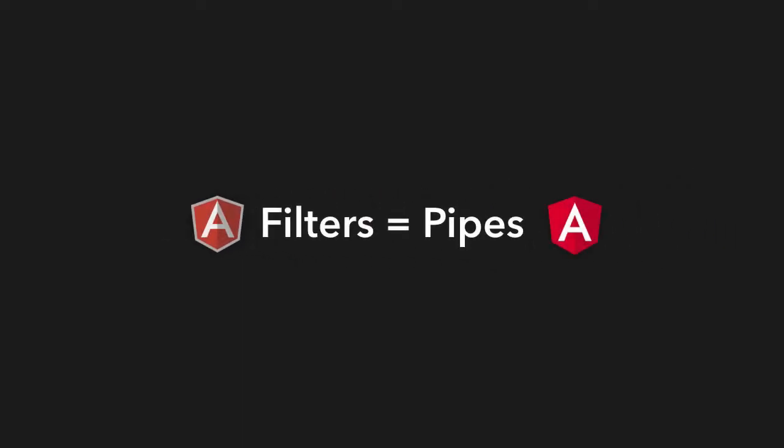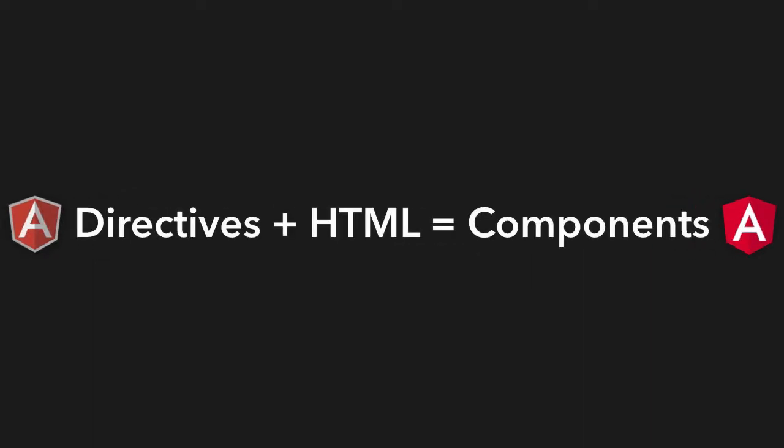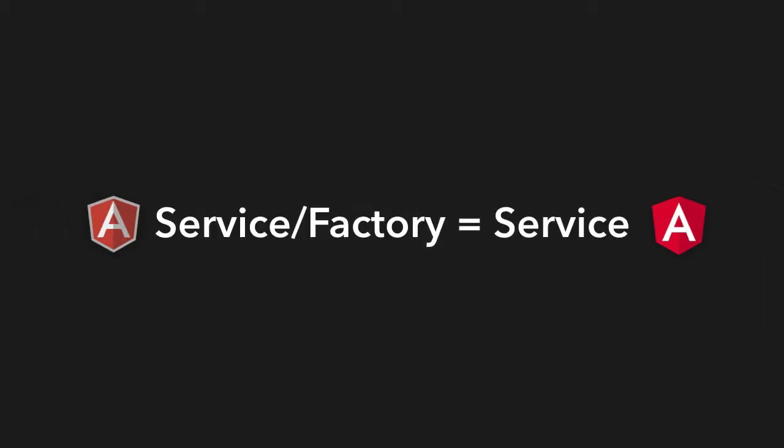Also in AngularJS, we have this concept of filters, and in Angular, they are now called pipes. What used to be controllers in AngularJS, we now create as components in Angular. And the directives, which used to have some template code in AngularJS, we now again call components in Angular. And the directives which didn't have any HTML, which were behavioral directives in AngularJS, we now just call directives in Angular. And what we call services and factories in AngularJS, we now only have services in Angular.